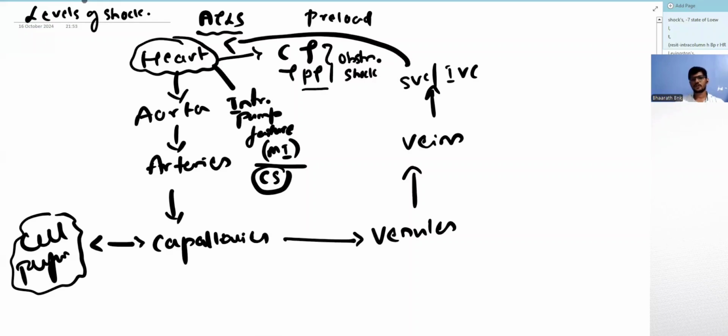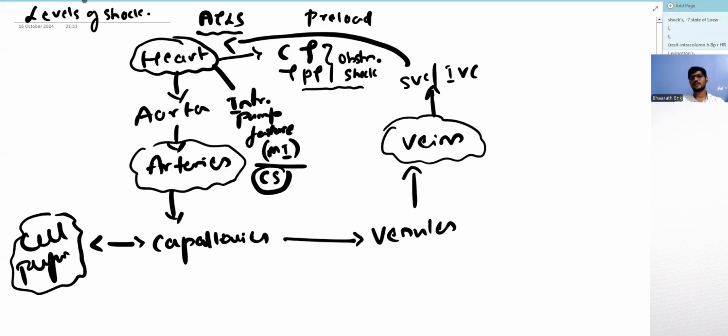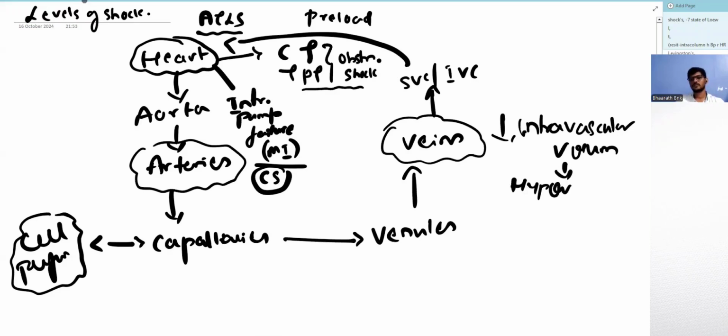So this is the level one shock, where the shock is at the level of the heart. Either the heart is not able to pump or the heart is not able to receive the proper amount of blood to pump. So the cardiogenic shock and the obstructive shock come under level one shock. And level two shock is at the level of the arteries, the blood vessels, or at the level of veins, where there is reduced intravascular volume. So reduced intravascular volume is nothing but a hypovolemic shock. So hypovolemic shock is a level 2 shock.